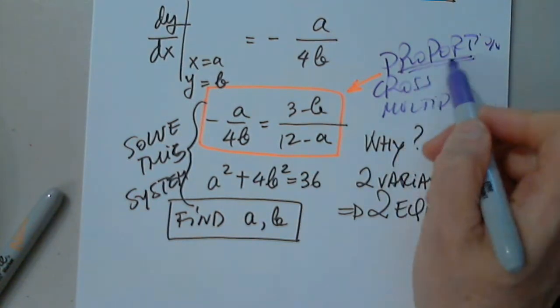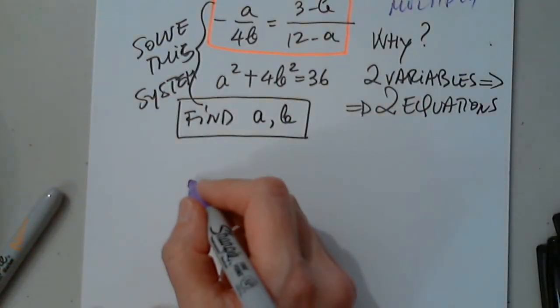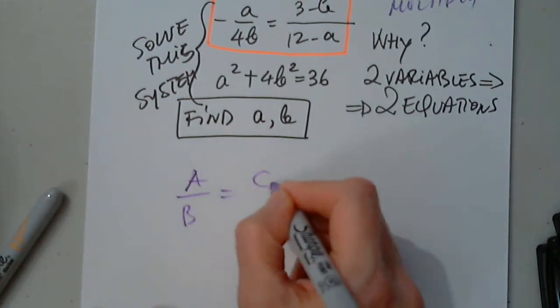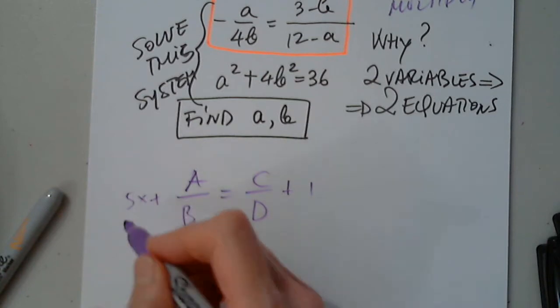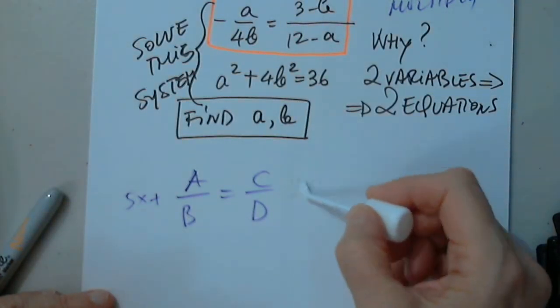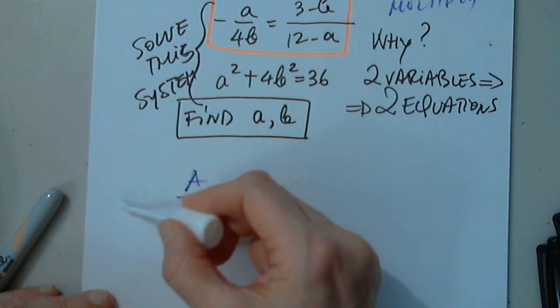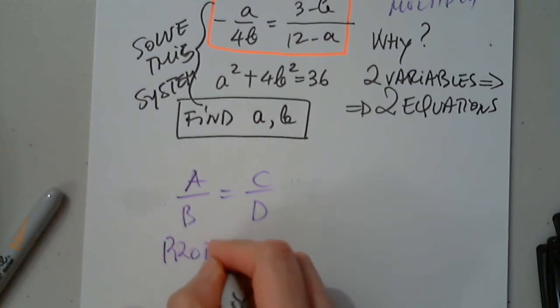Only in a proportion we cross multiply. What is a proportion? A over B equals C over D. Nothing else follows. If something else follows left and right, it's not a proportion. Don't copy this. It's not a proportion. Now it is. Only in a proportion, which is a special type of a rational equation.